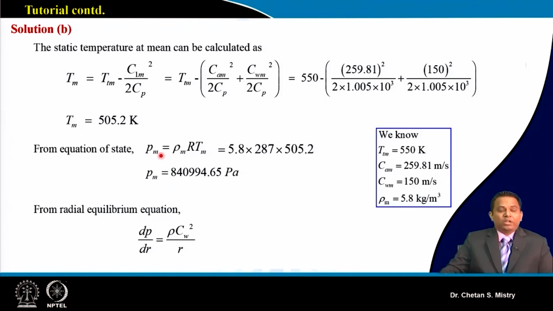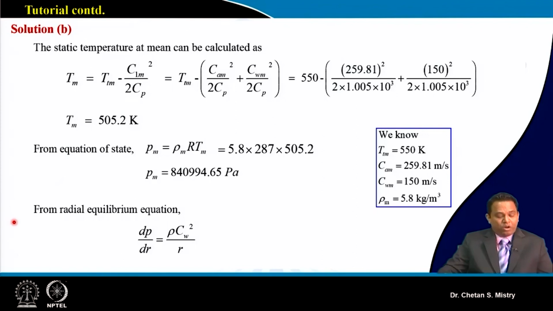In this numerical, my static temperature is not given straight away, but remember that it is related to my total temperature and absolute velocity. So whatever data is given to you, try to locate it, put it on the diagram or write it down, and based on that you move ahead.